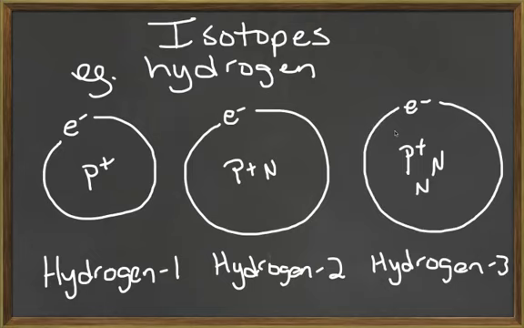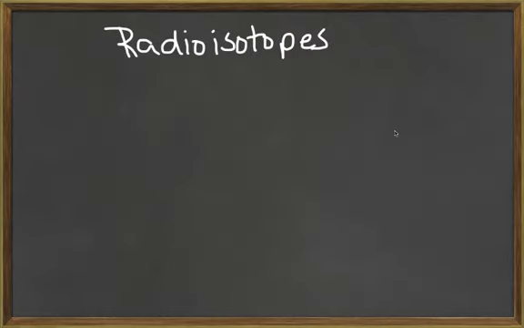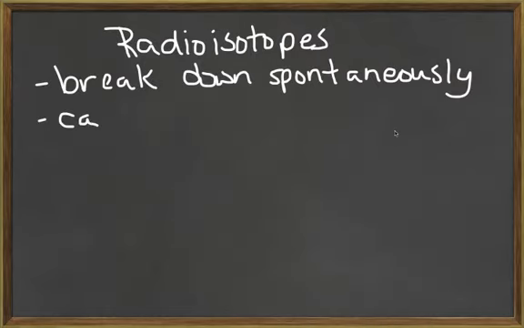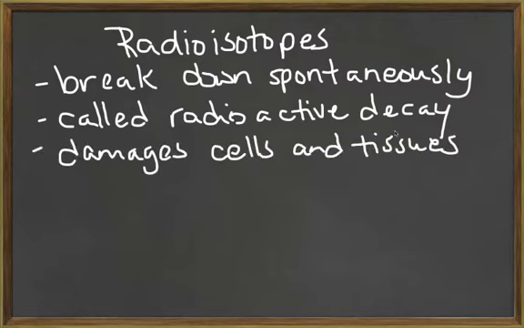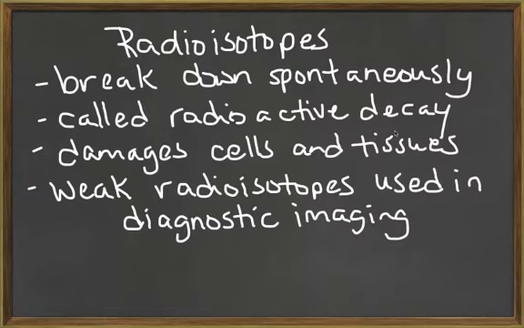Some isotopes are unstable and their nuclei may break down spontaneously into subatomic particles. These isotopes are called radioisotopes, and the breakdown process is called radioactive decay. Strong radioactive isotopes are dangerous because their emissions can break molecules apart and destroy cells, which is extremely damaging to living tissues. Weak radioactive isotopes are used in some diagnostic procedures.